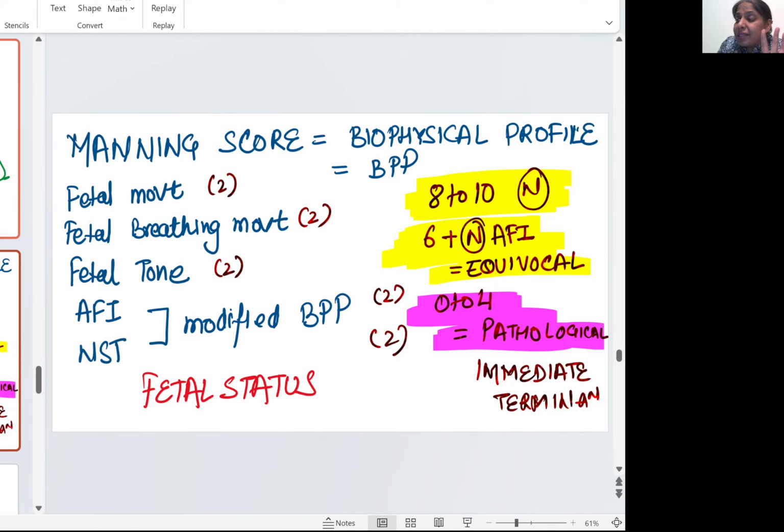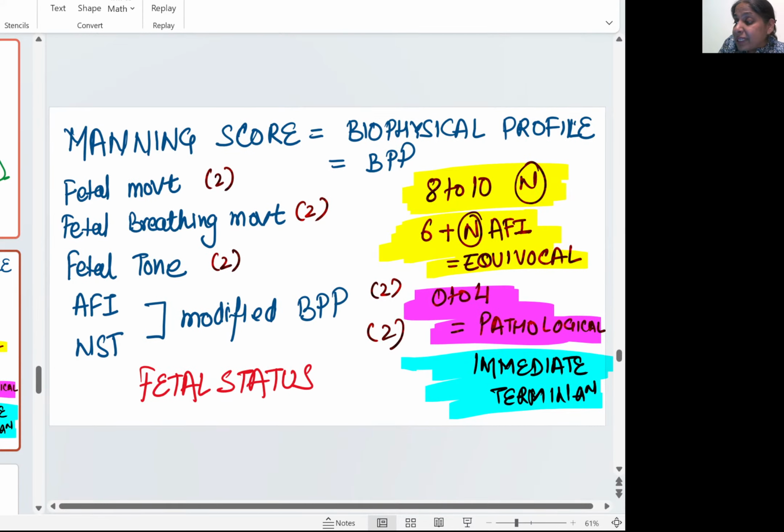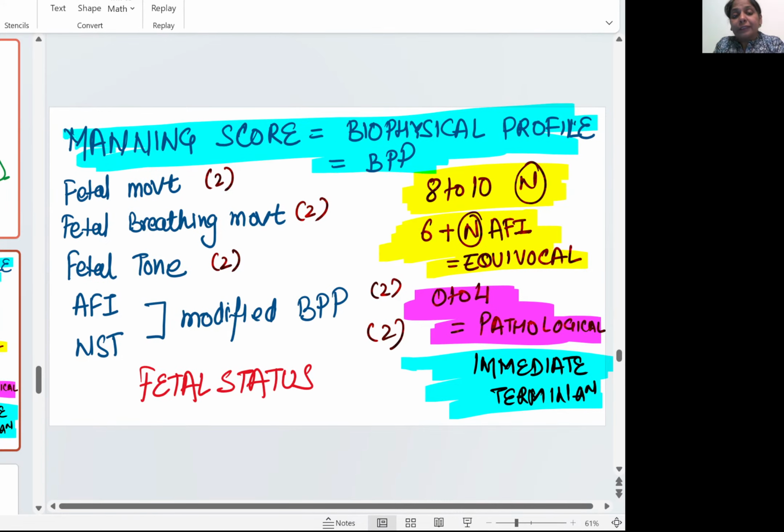How will you remember these 5 components? 2 are movements: fetal movement and fetal breathing movement. Another is fetal tone. AFI and NST make the modified biophysical profile, and they are most important. If the Manning score is 0 to 4, then immediate termination is to be done. Sure question on this slide. What is Manning score or biophysical profile? What is modified biophysical profile? What does Manning score tell? Manning score tells us about fetal status.